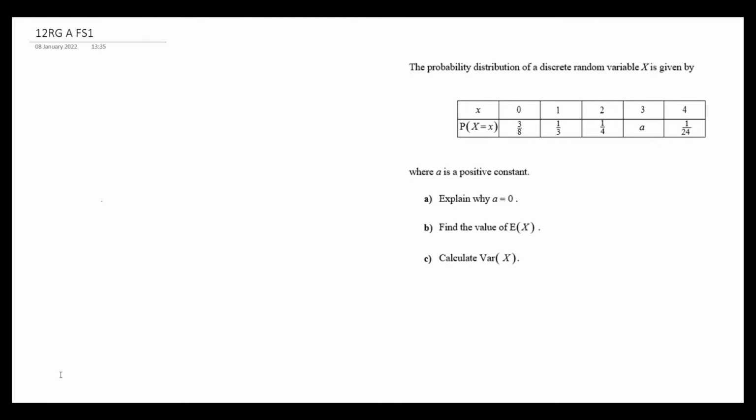Okay, so the question's actually told us what the result is, but regardless, if we were looking for a, we would have the same start point. We know that the sum of these probabilities should equal 1. So let's just go ahead and write that into an equation. So 3/8 plus a third plus a quarter plus a plus 1 over 24 equals 1.